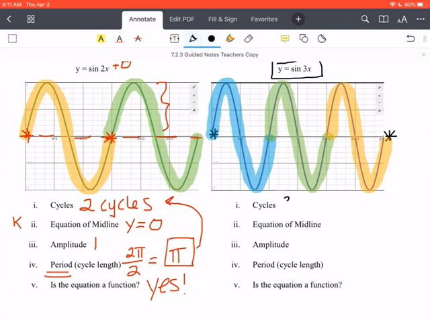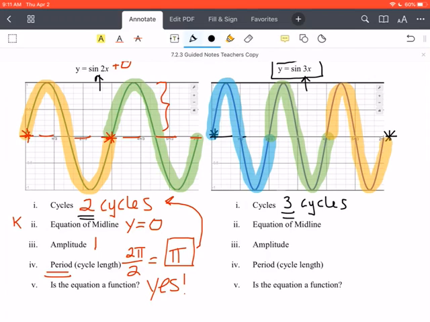So we have 3 cycles occurring in 2 pi when our B value is 3. Let me stress that. If I backtrack, what was our B value on the last one we did? It was 2, and how many cycles were there? 2. So hopefully we're remembering that from yesterday.